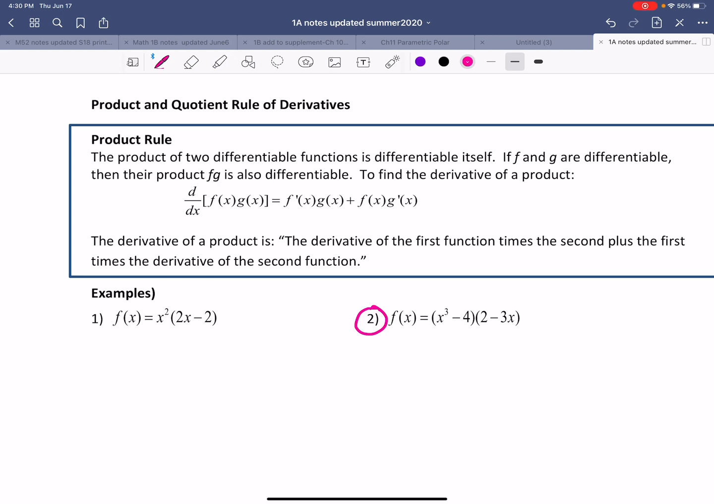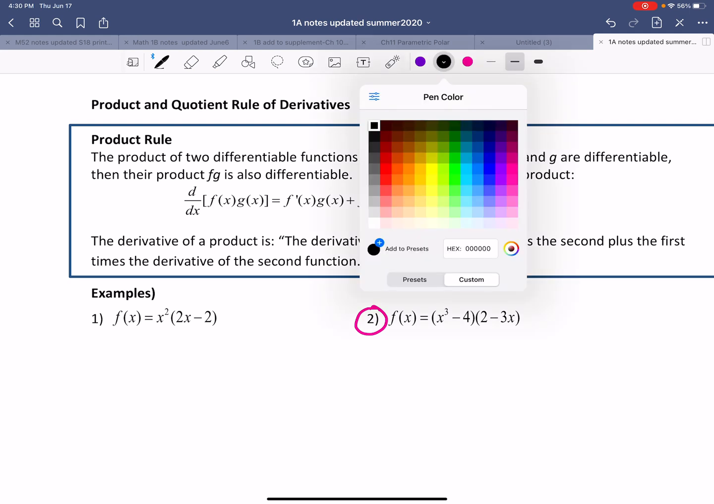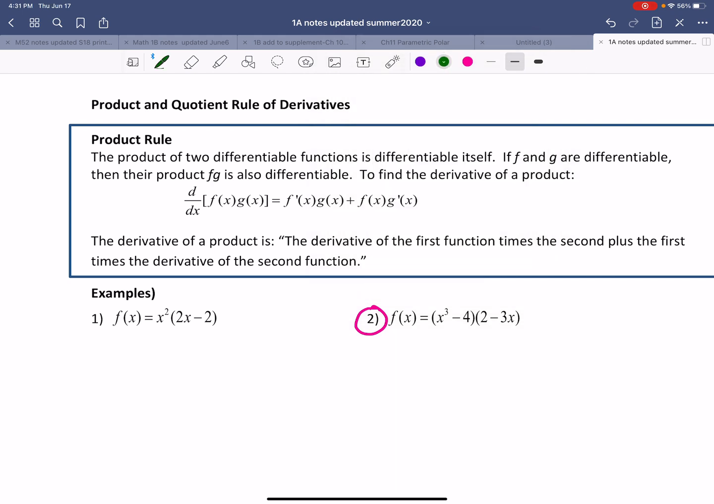Product and quotient rule of derivatives come very, very handy when we're looking at either a product of two functions or a quotient of two functions and we are trying to find the derivative. Earlier in the previous section, we saw when we had a product of two functions, we FOILed or distributed and opened up the parentheses and then applied the derivative, then used the derivative rules. But we don't have to do that.